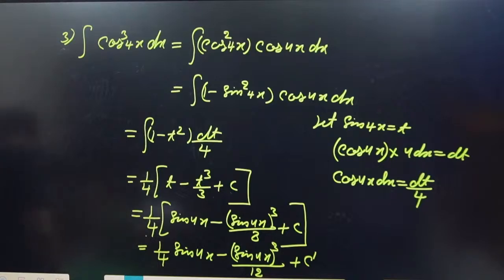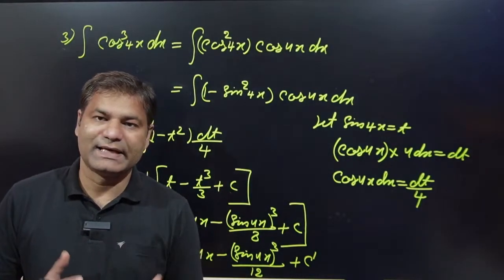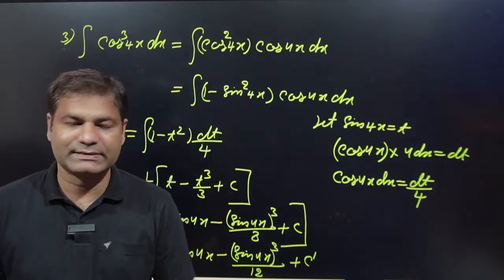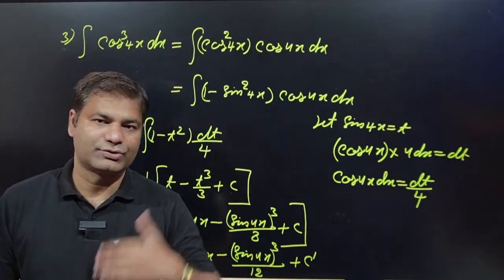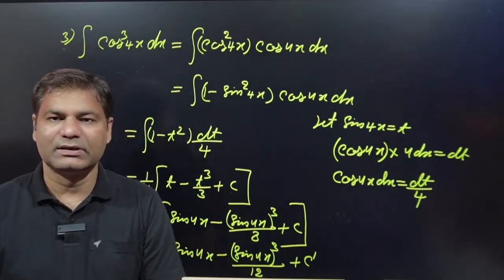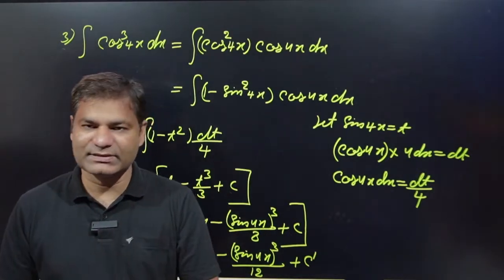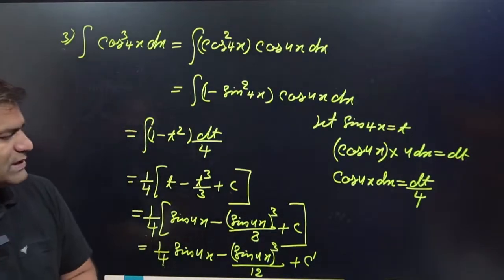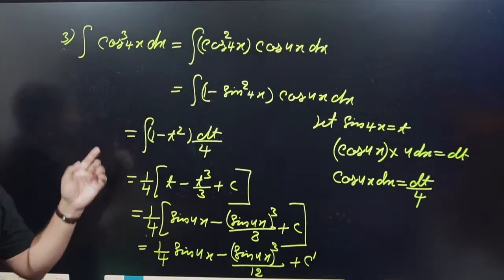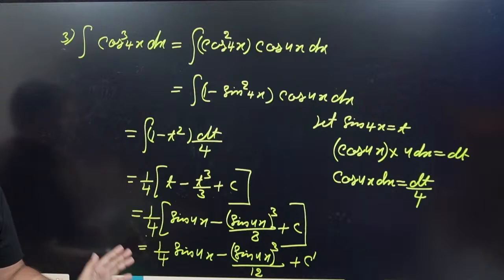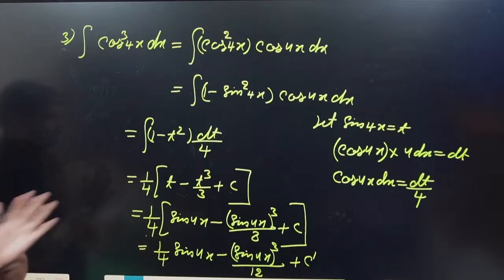Now we focus on how to solve even power based problems. Even power means sin square or cos to the power 4x, or cos to the power 6x dx, or sin to the power 8x dx. So how can we solve this type of problem? It is clear how to solve even and odd power based problems corresponding to sin and cos.